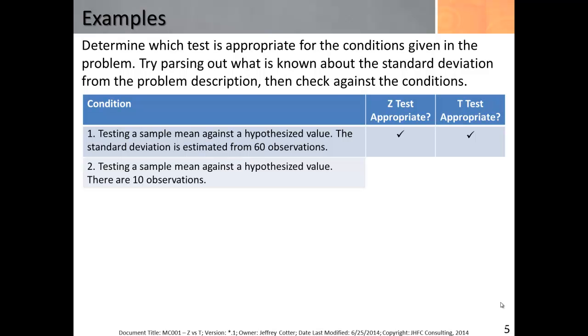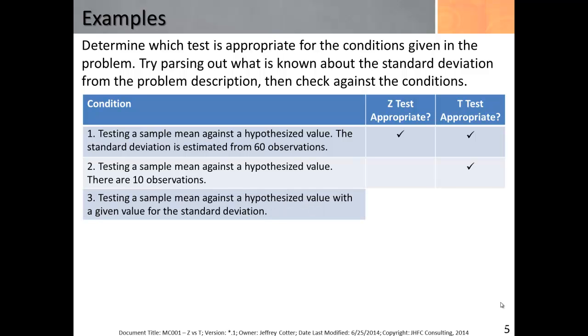Example 2. We're testing a sample mean against a hypothesized value. There are 10 observations. When parsing out what is known about the standard deviation, we can see that the example does not give any explicit information about the standard deviation. Generally, in this case, we use the sample data in order to make an estimate of the standard deviation. We would have 9 degrees of freedom, and therefore a relatively low precision on that estimate of the standard deviation. So while a t-test would be appropriate, a z-test would not be appropriate.